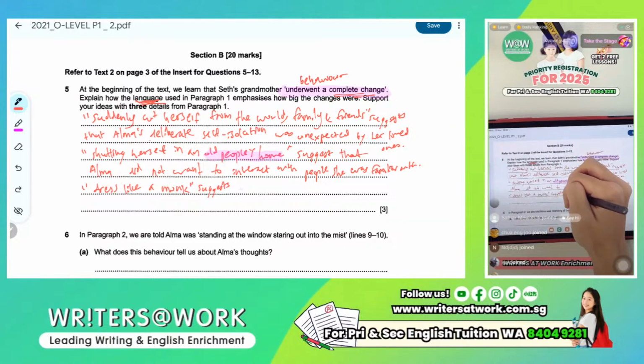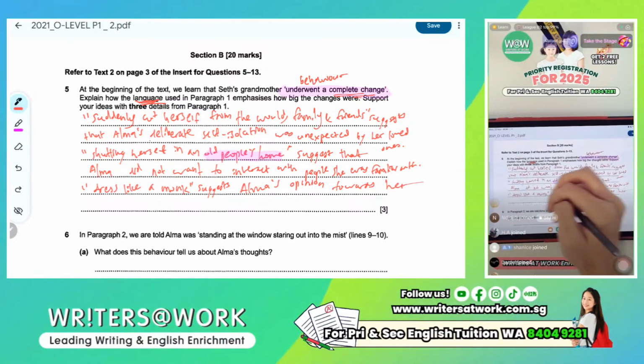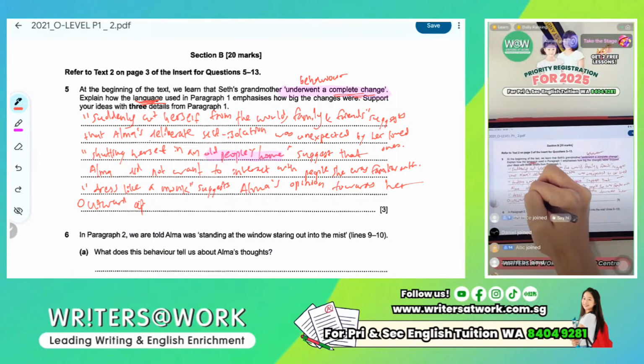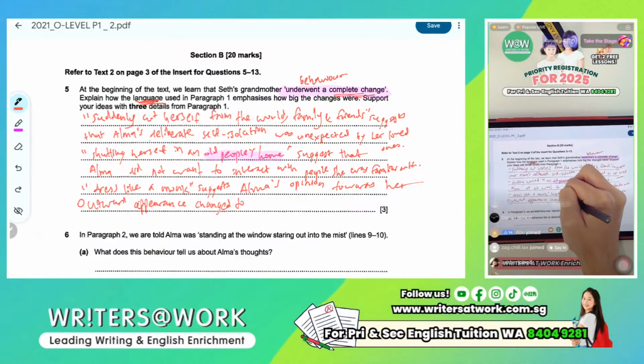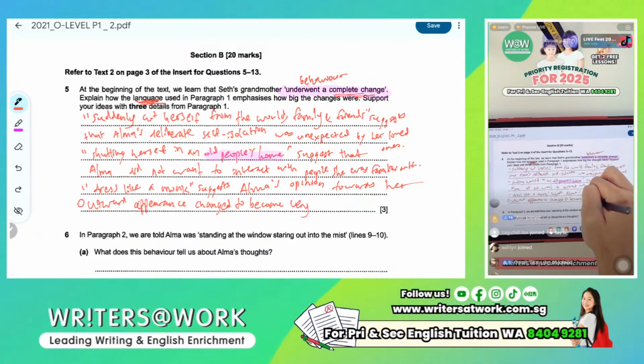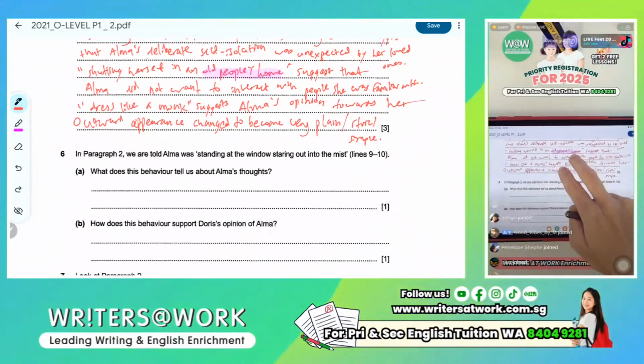So you could tell that Alma's opinion towards her outward appearance changed to become very plain, or you can say stoic or simple. Okay. Now let's move on to question 6.